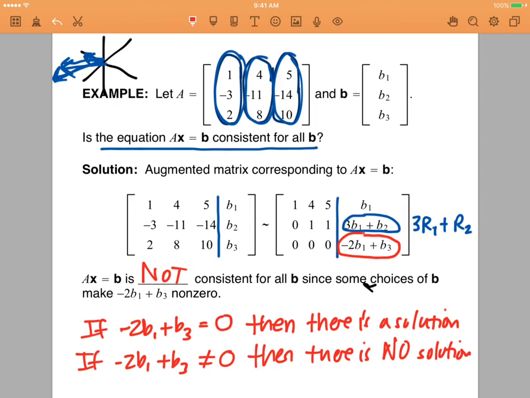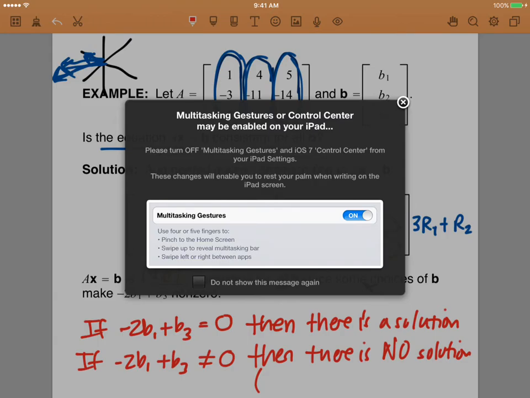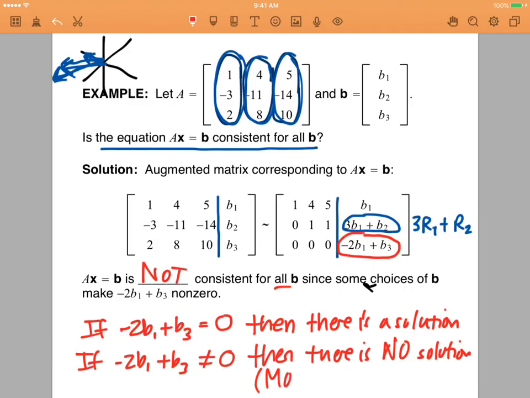So since whether there's a solution or not depends on what the b's are, it's certainly not consistent for all b, only for some of them. And there's plenty of choices that would make negative 2b1 plus b3 not 0. In fact, most choices. So most of the time, there will be no solution.